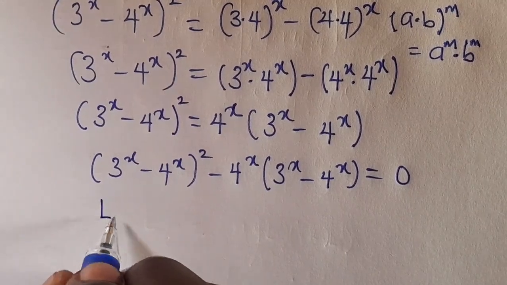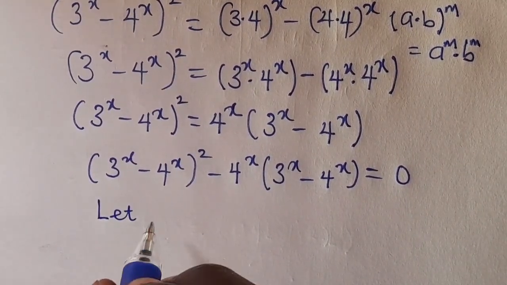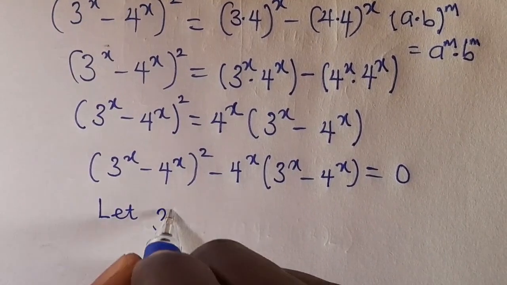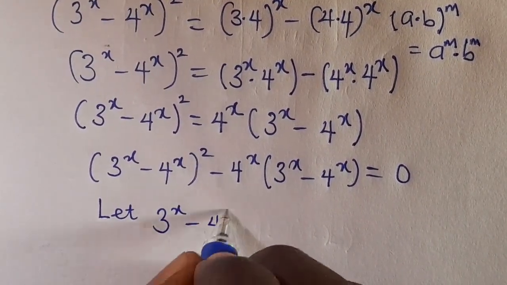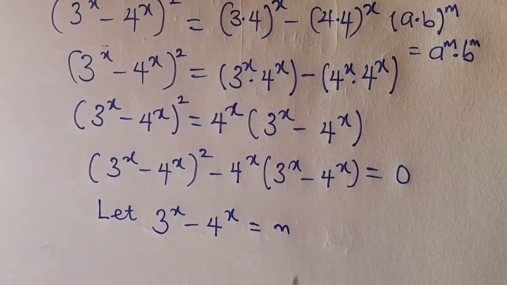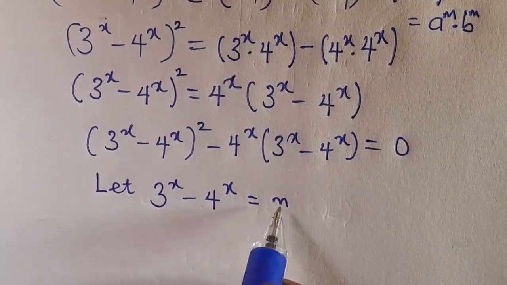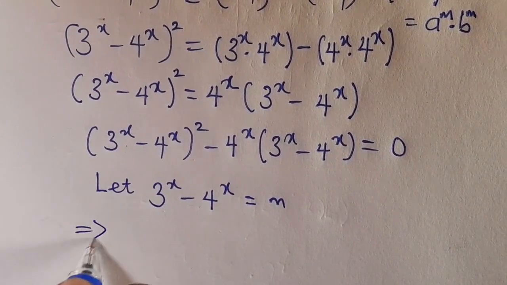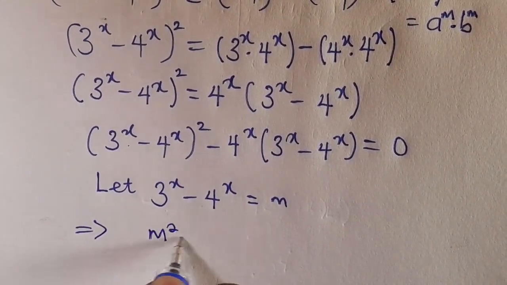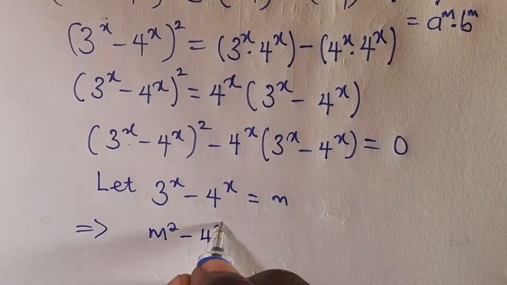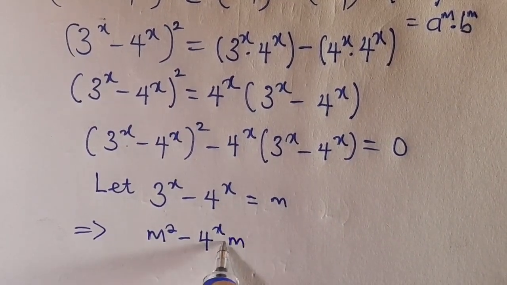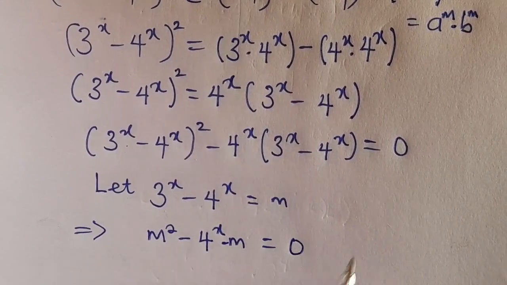So we can say let 3 to the power of x minus 4 to the power of x to be equals m. When this equals m, so from here we are going to have here to be m squared minus 4 to the power of x multiplied by m. We have everything to be equals 0.